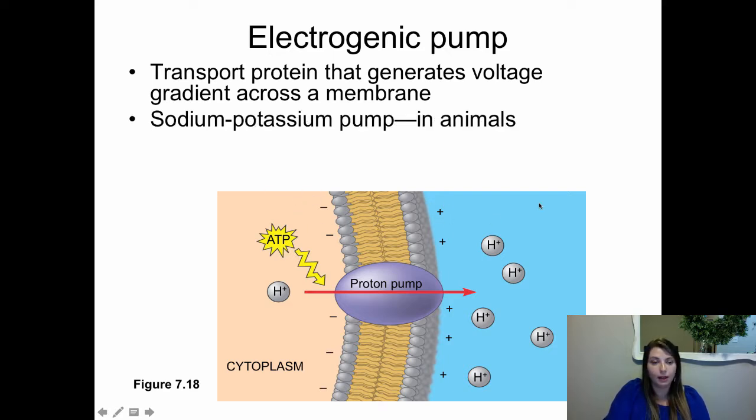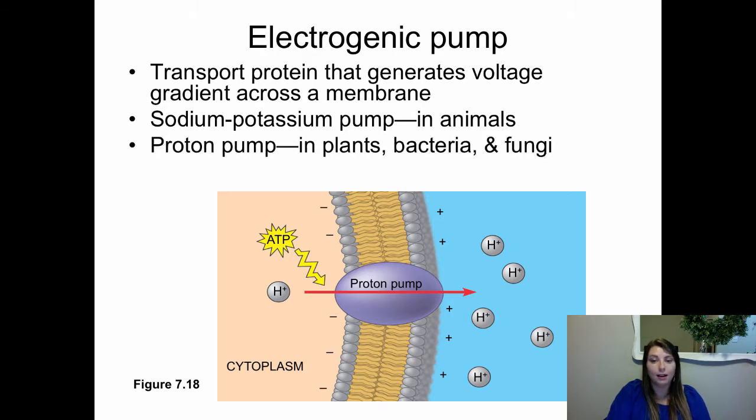Again, in animals, not just humans, we have sodium-potassium pumps. And then in plants, bacteria, and fungi, we have this proton pump that you see here. Again, both of those are a type of active transport, so they're going to require energy in the form of ATP.